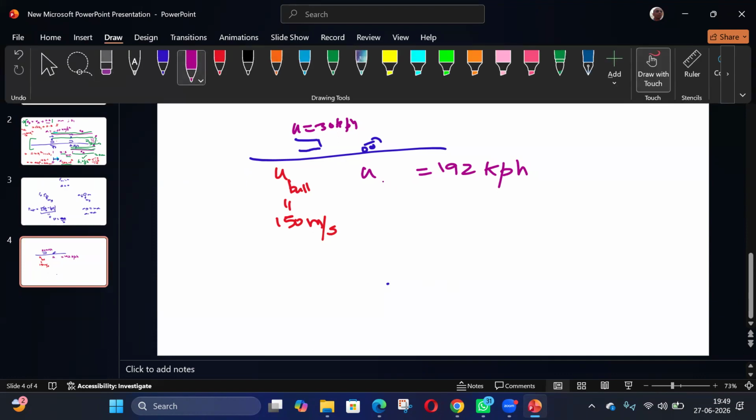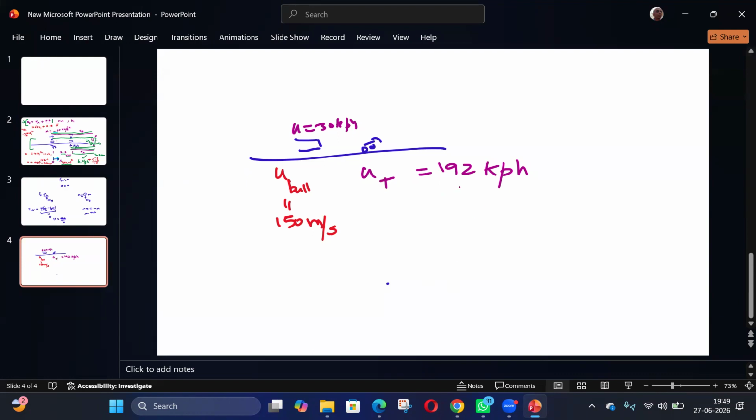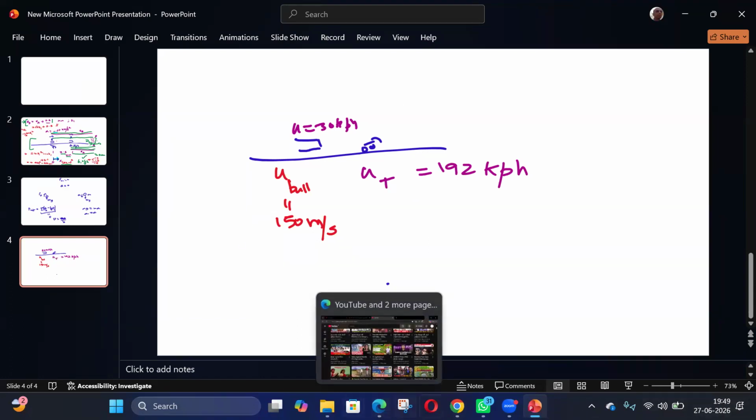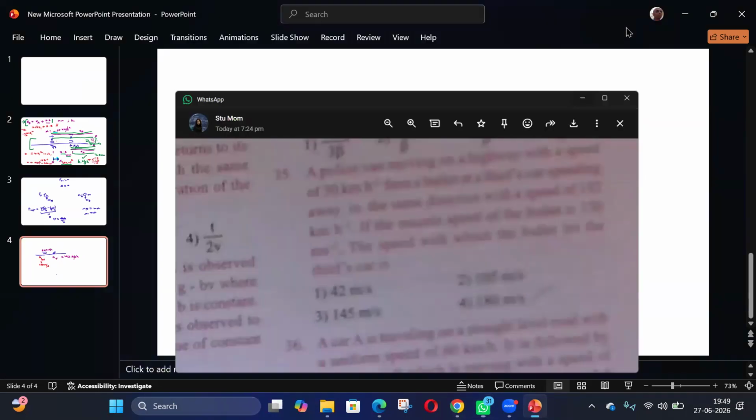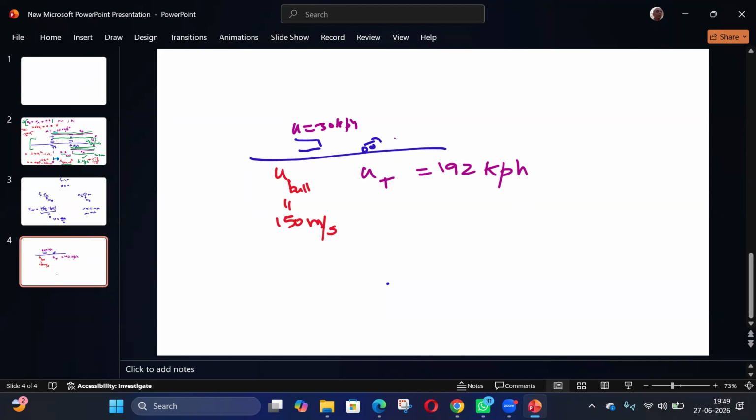This is the question, sir. So you have to find the speed with which the bullet hits the thief's car. Both of them are moving in the same direction. Can we use the instantaneous velocity concept? Hold on, that's not the thing.